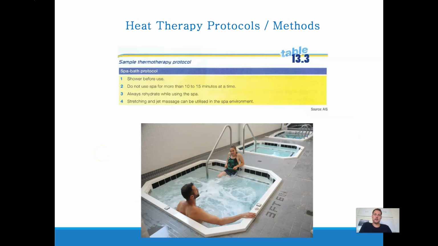So the protocol for heat therapy is pretty easy. Have a shower, jump in the spa for 10 to 15 minutes, and make sure you're drinking water, stretching, sit in front of the jet massage. Life is pretty good with this type of therapy.